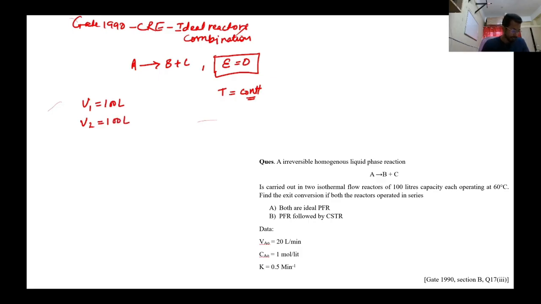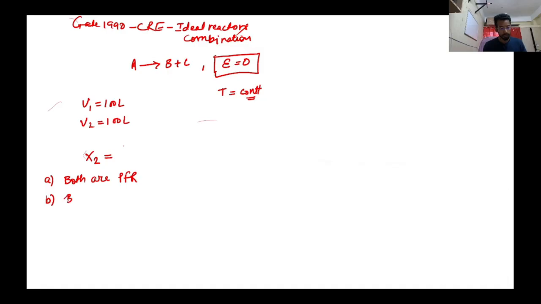Find the exit conversion if both the reactors are operated in series. So we have to find the exit conversion, that is X2, the conversion after the second reactor. We have condition A, if both are PFR, and B, PFR followed by CSTR.